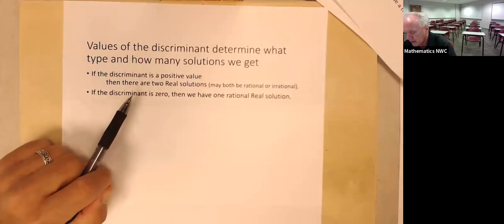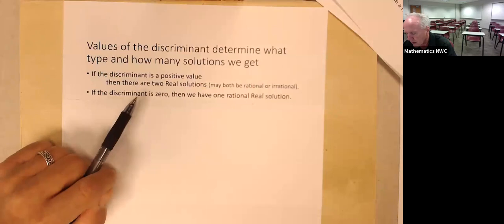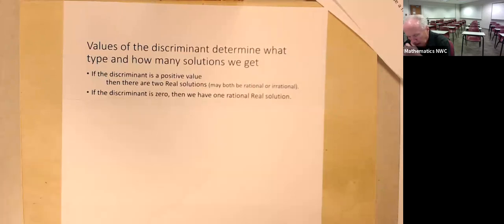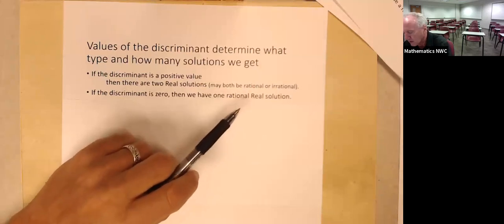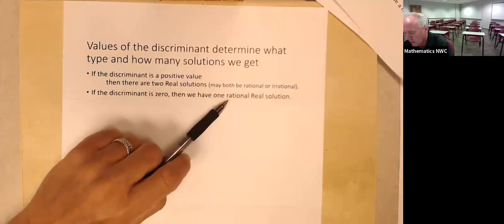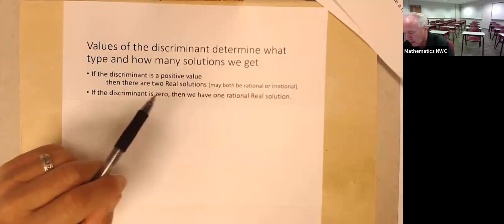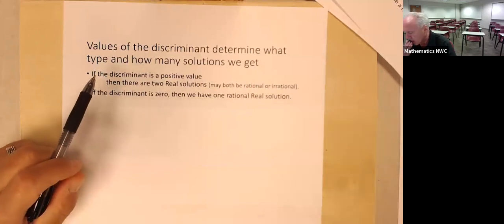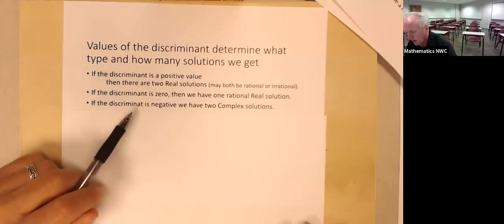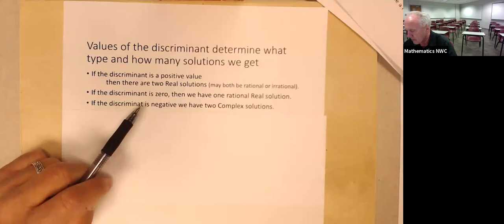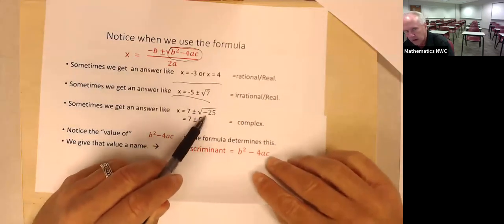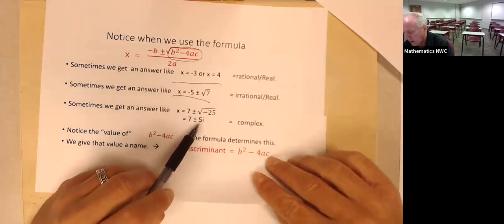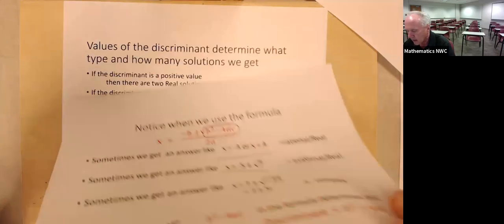We didn't get an example like this, but if the discriminant turned out to be 0, then we get one rational, real solution. It's often referred to as a double root. I'm going to speak a little bit more about that in just a moment. If the discriminant is negative, an example would be right here is a negative 25, then I get an I in my solution.